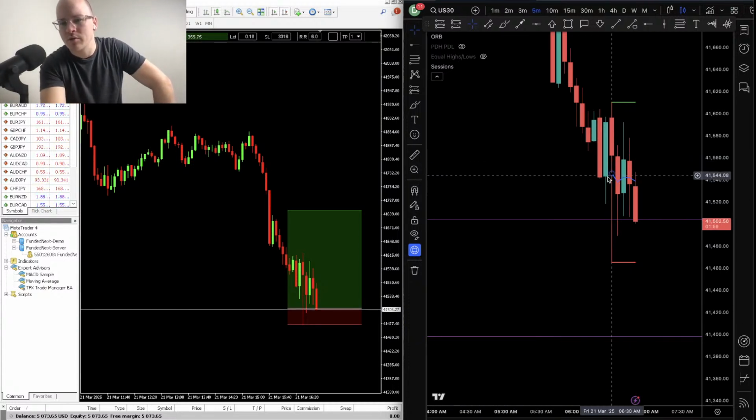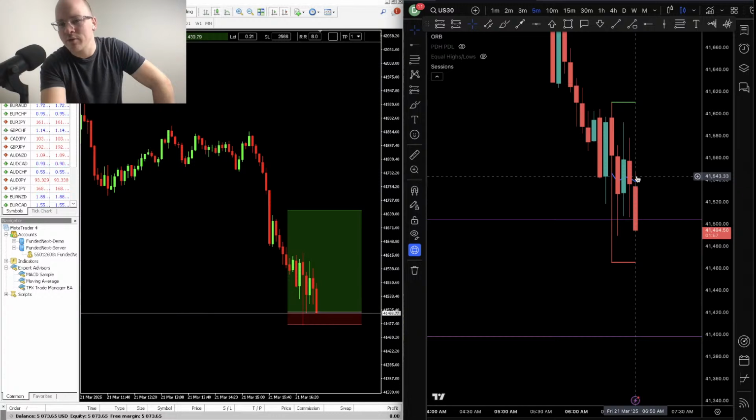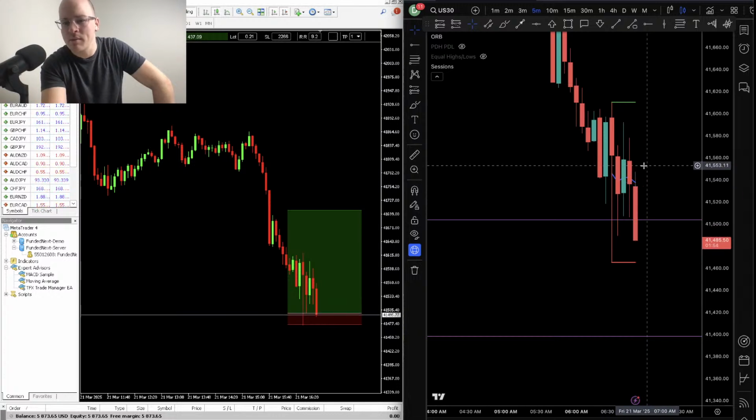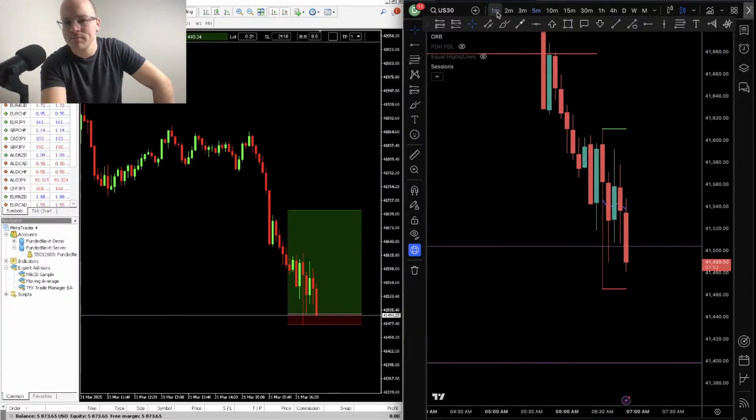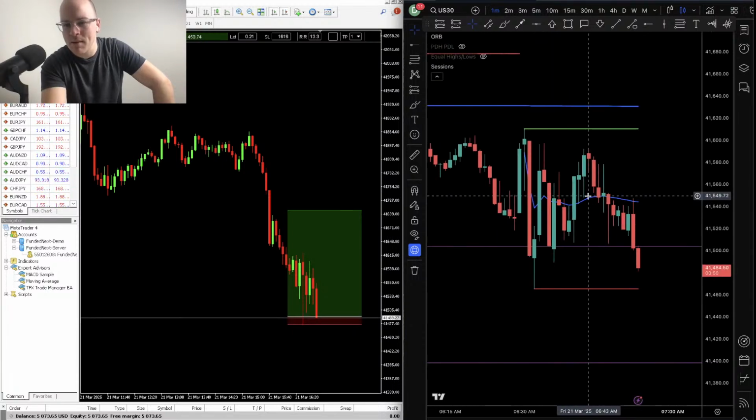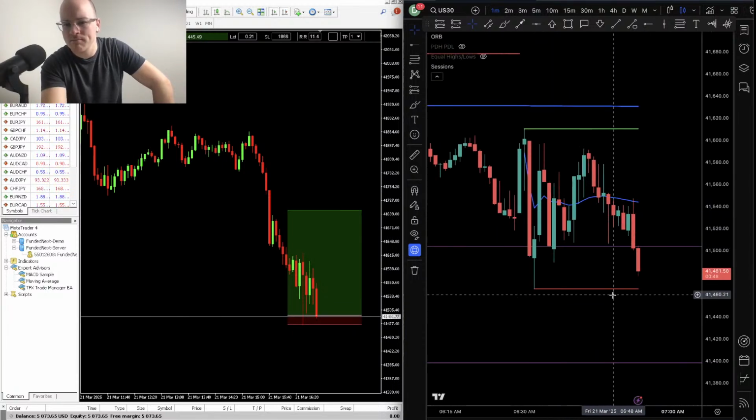This is nice. We're in a downtrend, and that's the first 5 minute rejection I've seen off the VWAP. That's cool. It's not officially in my playbook yet, but very nice.